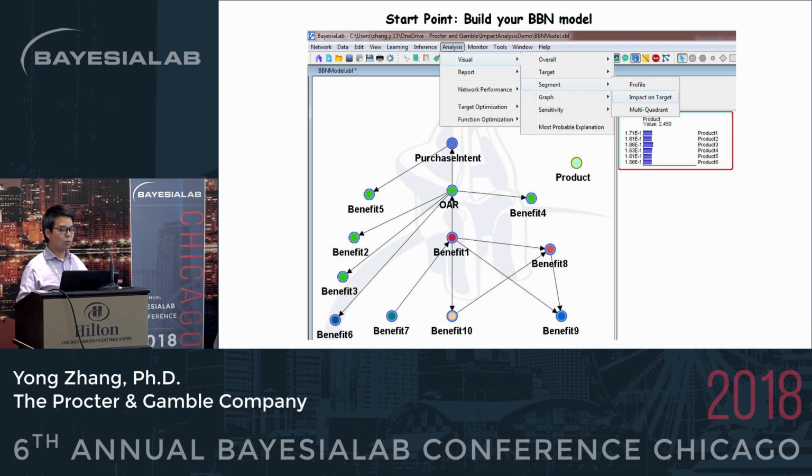The start point is really BayesiaLab. You have to build a network, validate the network, and make sure the network represents the category knowledge. Each of the benefits is fine. In this case, it's a generic case. Let's say in this category, different products will have different benefits. They drive OAR and purchase intent. OAR is overall rating, by the way. So you do this from analysis, segment. These are the 3 methods.